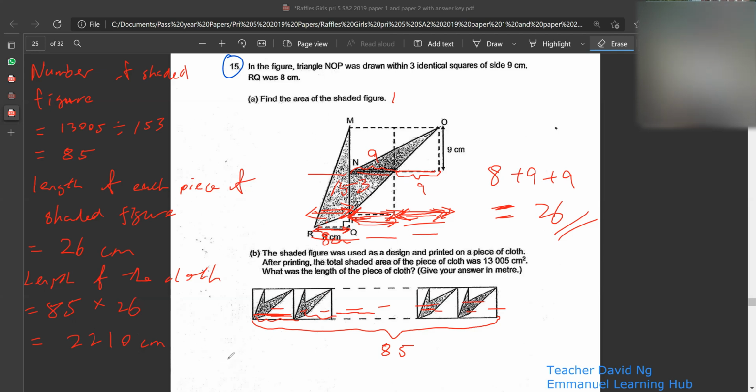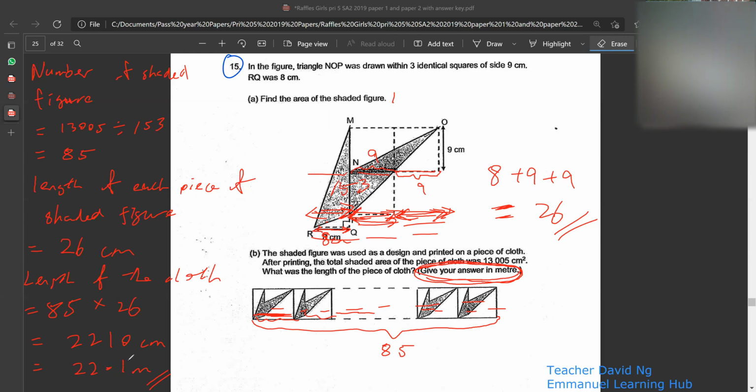When you get this right, don't happy-go-lucky write 2210 cm as the answer and move on. No. What must you do? Change it to meter. Why? Because they say give your answer in meter. Yes, simple instruction. Open your eyes.